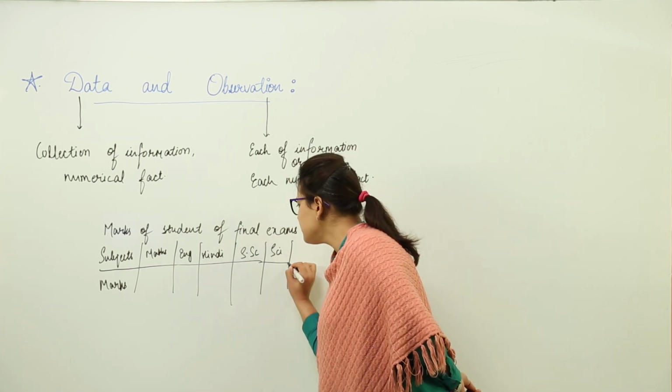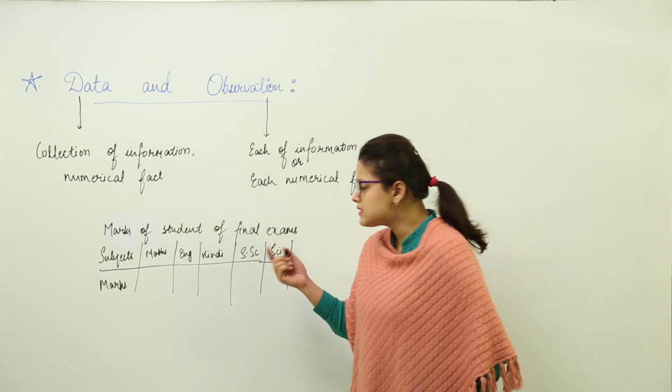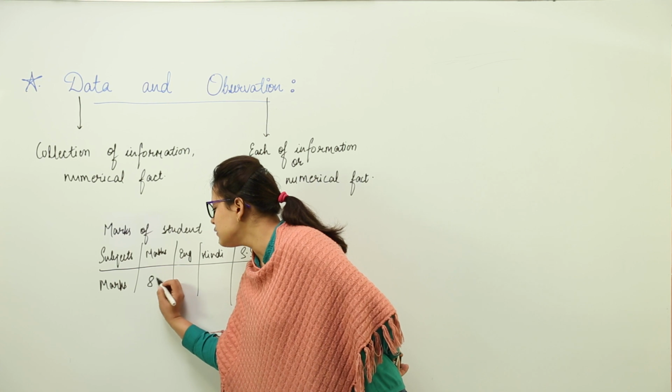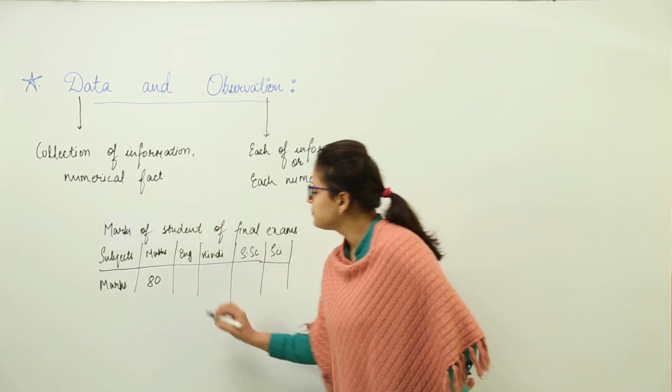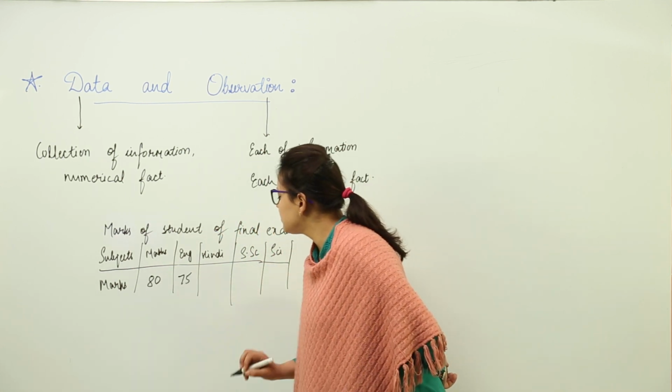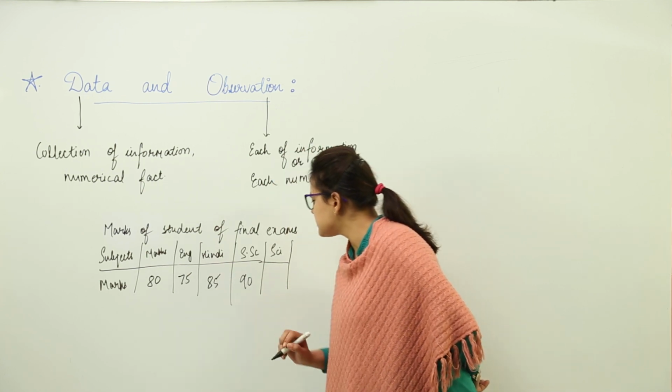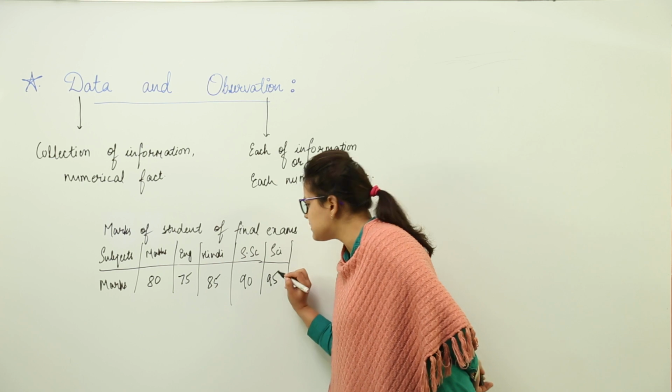Now we have the 5 subjects. Let us assume some marks. Let's say the student has secured 80 marks out of 100 in maths, 75 in English, 85 in Hindi, 90 in social sciences and 95 in sciences.